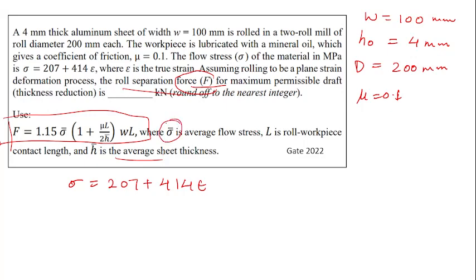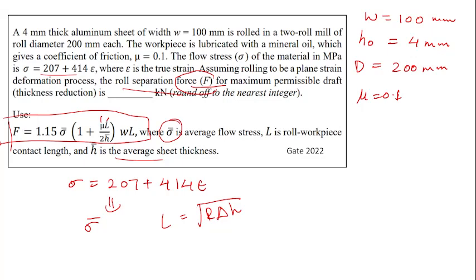Sigma bar is average flow stress. That is not given, but flow stress is given, and we know the formula for average flow stress. So that's how you calculate first the average flow stress. Then mu is given, L is not given. L is what? Contact length, that was root R delta H. Ma'am, L 10 mm. Okay, yeah, correct.